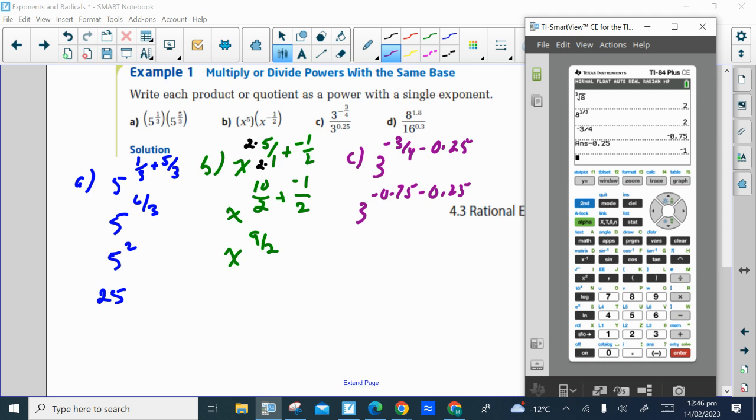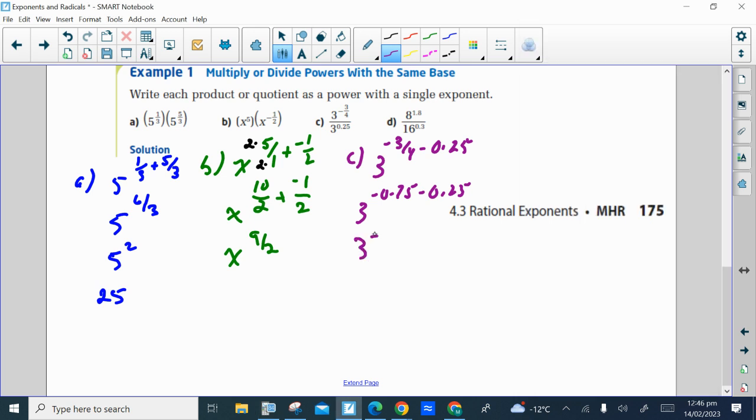This becomes 3 to the power negative 1. And that's the same as 1 times 3 to the negative 1, or 1 over 3 to the positive 1. There's your answer. So again, in this case, we were able to change the rational exponent, the 3/4, to a decimal, and then work with it like that.